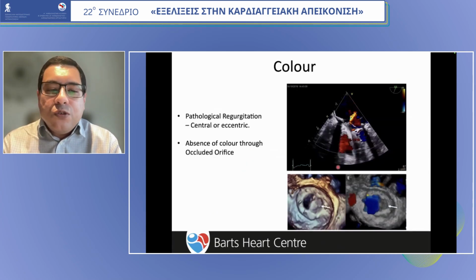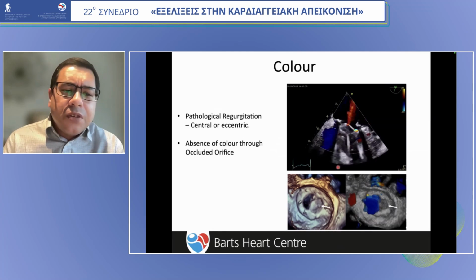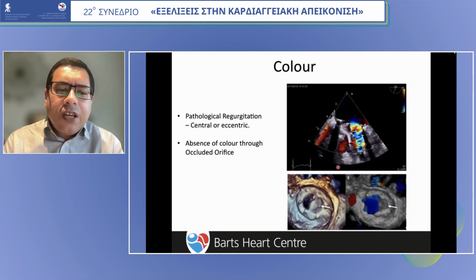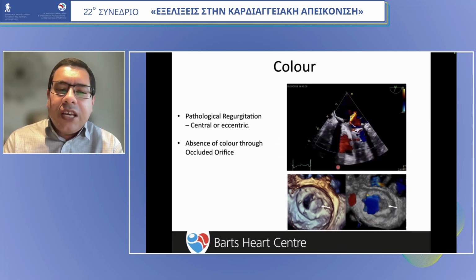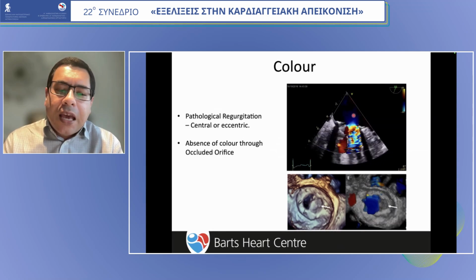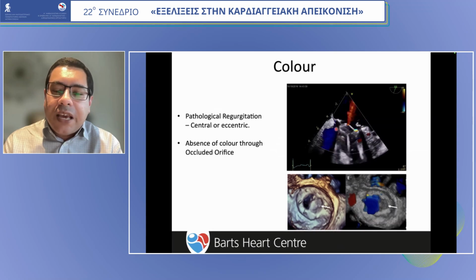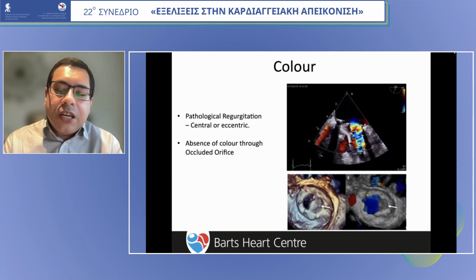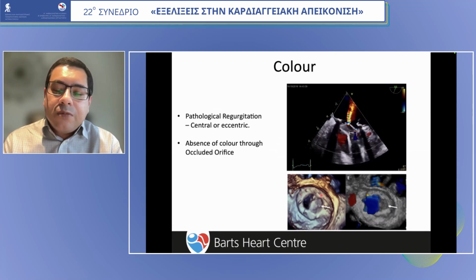Then we can move on to our color flow. If you have an obstructed valve, it's pathological regurgitation. It tends to be central or eccentric, as you see in this video here. And you'll see the absence of color flow through the obstructed area. So you've got color on the disc which is opening, and on the disc which is occluded, there's no color flow. You see it nicely on the 3D at the bottom, where on the 3D color, there's no flow through that leaflet.